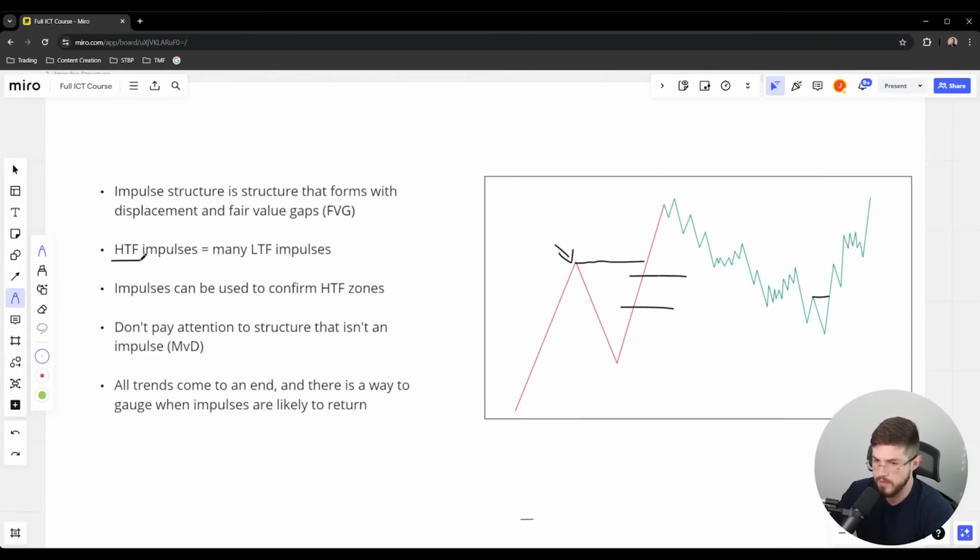So always remember that higher time frame impulses equal many lower time frame impulses. Okay, it's going to be a lot of noise and a lot of structure on that lower time frame. That's why it's important you always use it in context of what the higher time frame is telling you. Extremely, extremely important. Now, I want you to not even pay attention to any structure that isn't manipulation versus displacement or viewed as an impulse.